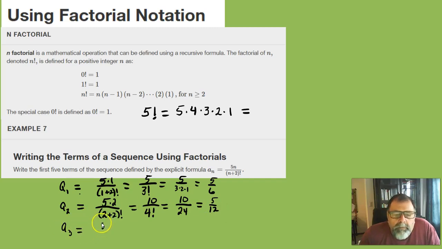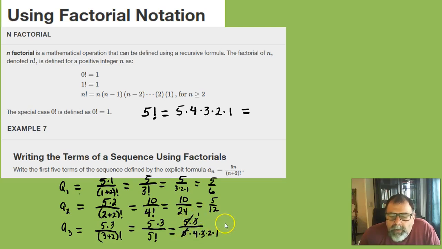For n equals 3, you get 5 times 3 over 3 plus 2 factorial, which is 5 times 3 over 5 factorial. Now what I like to do, notice I didn't multiply this because I want to cancel, right? So 5 times 4 times 3 times 2 times 1. The 5's cancel. The 3's cancel. That leaves me 1 on top. And then that leaves me 4 times 2, which is 8.